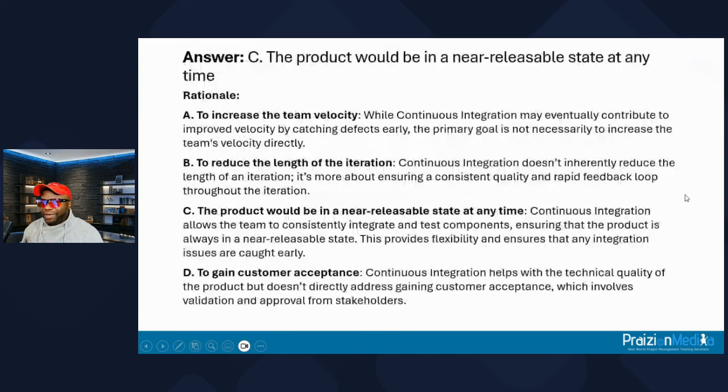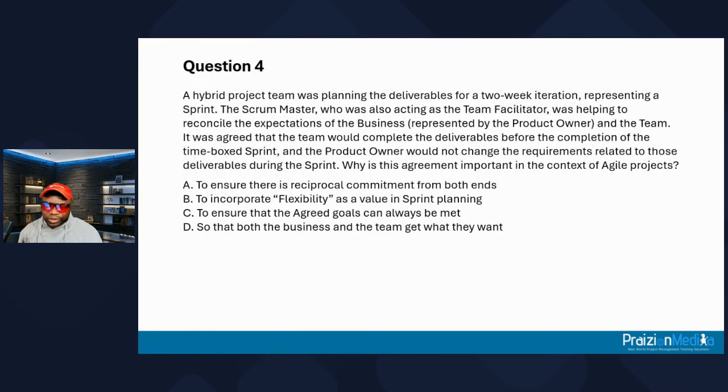Here are the rationalizations. Again, hit the pause button if you want to go through each one in detail. But the one you want to focus on is: continuous integration allows the team to consistently integrate and test components, ensuring that the product is always in a near releasable state. This provides flexibility and ensures that any integration issues are caught early. Let's go to our next one. Question 4.